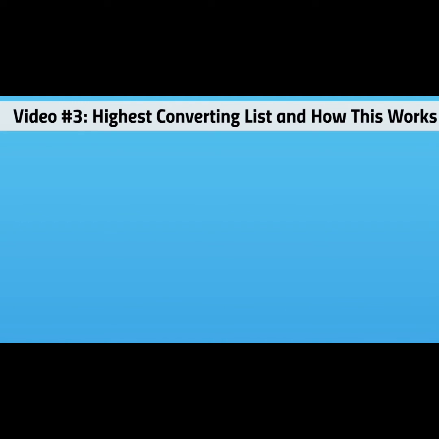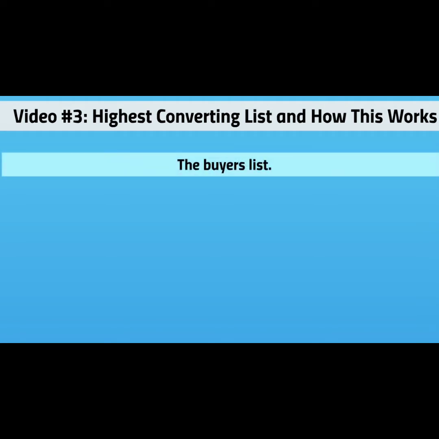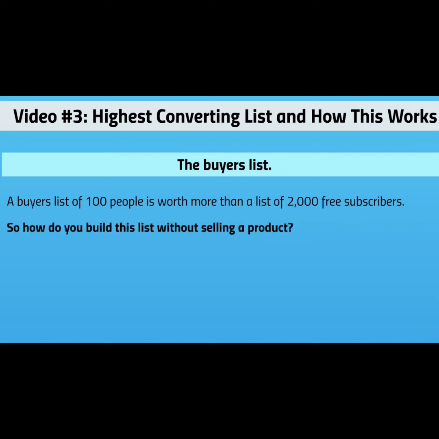Okay, so welcome back. This is video number 3, and we're going to talk about the highest converting list and how it works. So we talked about in the previous video that this is the buyer's list. A list of 100 people is worth way more than a list of 2,000 free subscribers. So think about it, because these are people who actually know you. They have purchased a product, somebody else's product, but they still know you and they have seen you on the thank you page. Now, I'm going to talk more about the formula, how it works and all that in just a minute, so you'll be able to see everything in a bird's eye view.